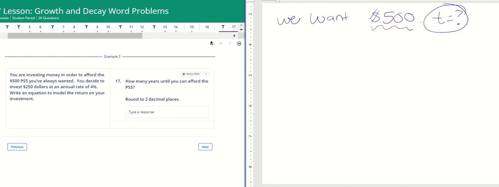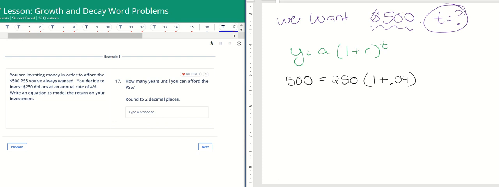So when we think about our equation, y equals a times 1 plus r to the t. We this time know at the end we want $500. And we are starting by putting $250 in the bank. Now, our rate is 4%, and we are adding that because we better be making money when we put it in the bank. If you put your money in the bank and you lose money on it, that's not great. What we don't know is time. So that's what we're going to be solving for.